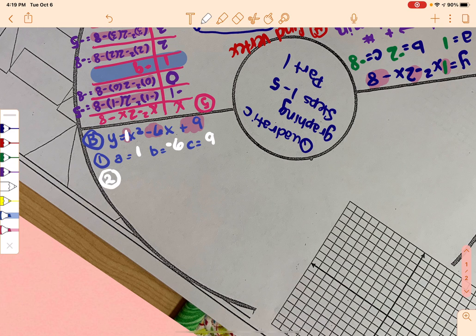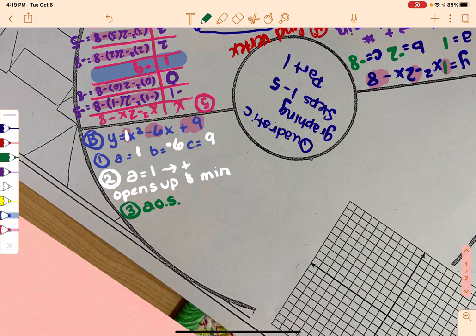Okay, so I've got my A, B, and C. Number 2 was to determine if it opens up or down. Since A equals positive 1, and that's a positive value, that means that it opens up and it has a minimum. Step 3, I'm going to go to my axis of symmetry. So I'm going to use that AOS as my axis of symmetry just to make it easier. So it's x equals negative b over 2a. So when I look, I'm looking for negative b, so the opposite of b. So if b is negative 6, it's going to be positive 6. And my a value is 1, so I'm going to put that right here. Now, if I put this whole thing into Desmos, I'd end up with 3. So x equals 3 is my axis of symmetry.